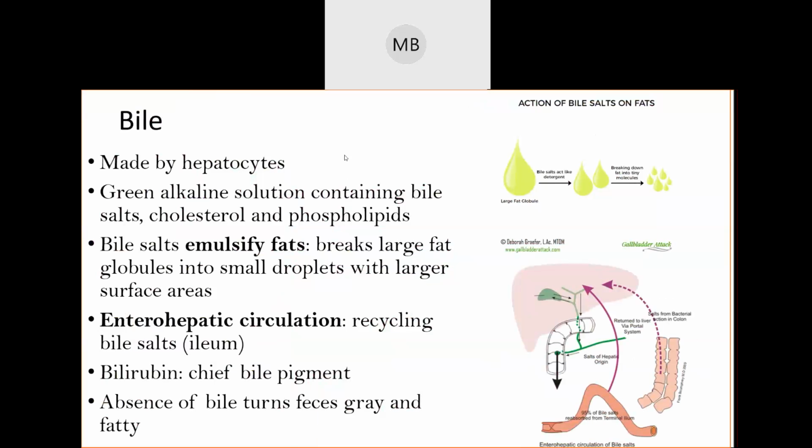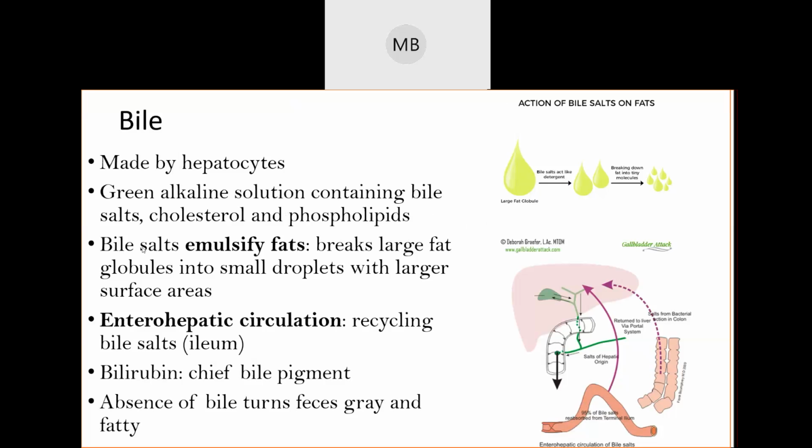Right? And your liver makes bile. It's one of its main jobs. It filters all of this stuff and it creates bile. It's going to create a green alkaline solution that is going to contain bile, cholesterol, and phospholipids.